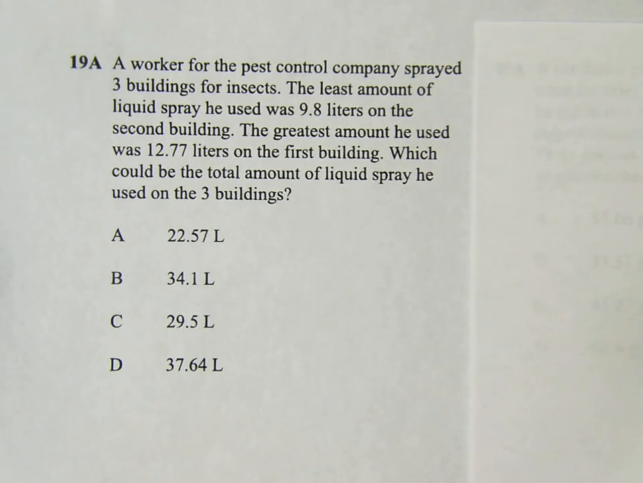Today we'll be working on problem solving 19A. A worker for the pest control company sprayed 3 buildings for insects. The least amount of liquid spray he used was 9 and 8/10 liters on the second building. The greatest amount he used was 12 and 7,700 liters on the first building. Which could be the total amount of liquid spray he used on the 3 buildings?